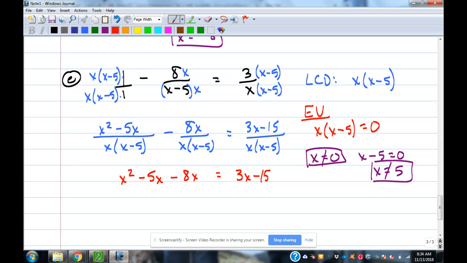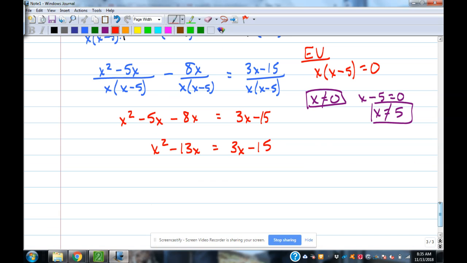Now, got some like terms here on the left side we can put together. Negative 5x and negative 8x would be negative 13x. So I have x squared minus 13x equals 3x minus 15. To solve this, what do I need to get it equal to? Why do I need to get it equal to 0? Because I got an x squared in it. Anytime I've got an exponent on my x and a plain x in there, or whatever variable we're dealing with, I've got to get it equal to 0 to solve it. And so I'm going to move the 3x and the 15. Minus 3x plus 15.